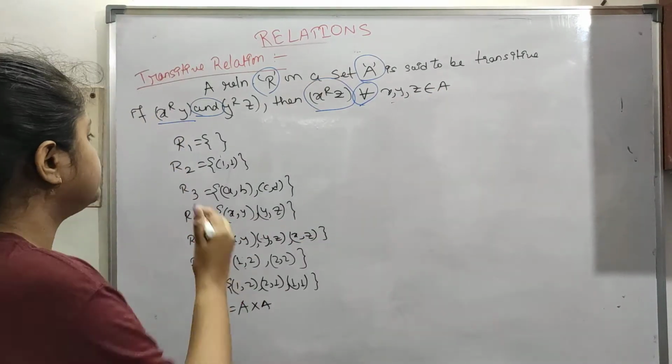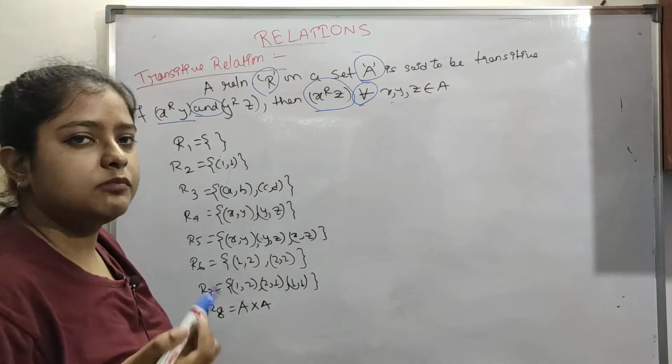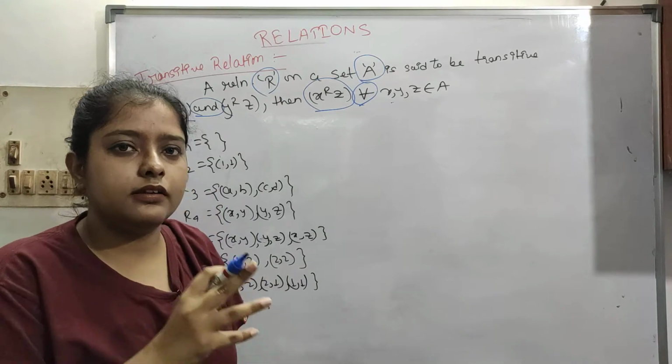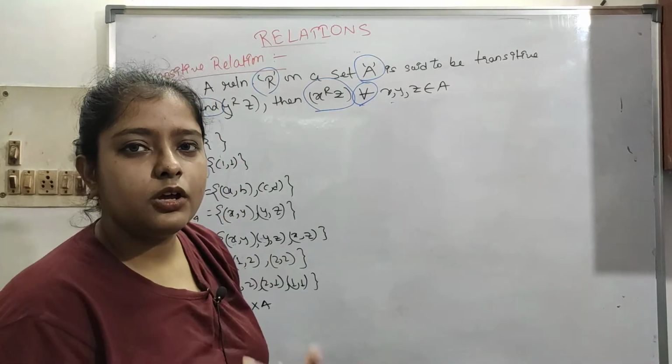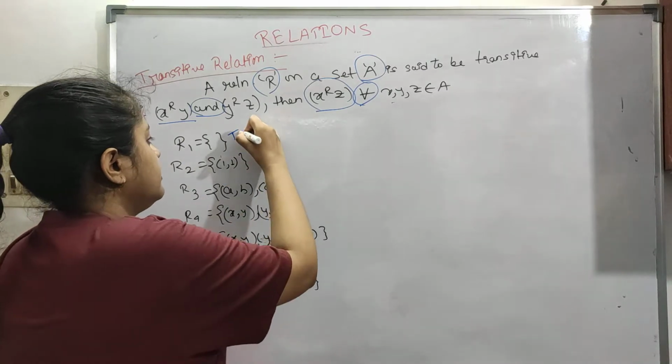Okay, so now let's see R1. You can see this is just an empty set. If nothing is present, we can just leave it out. This is a transitive relation. So yeah, it is correct.